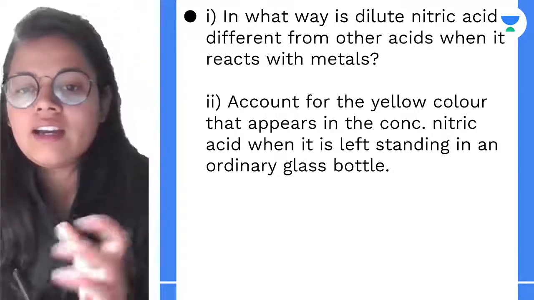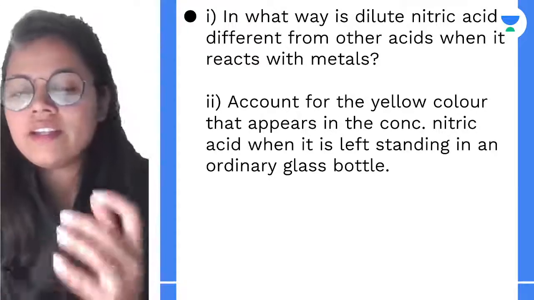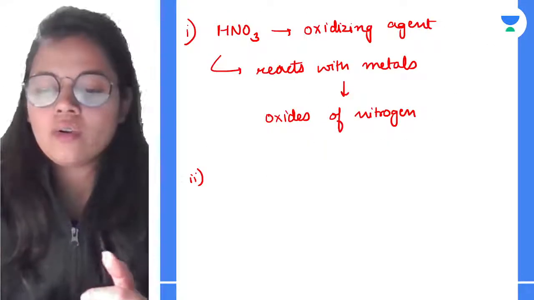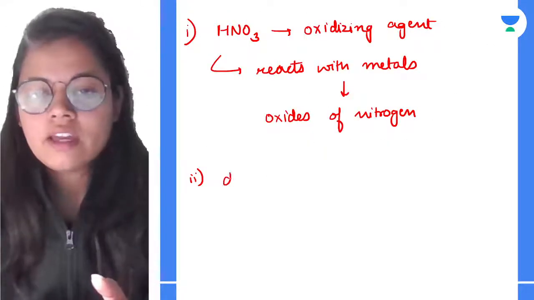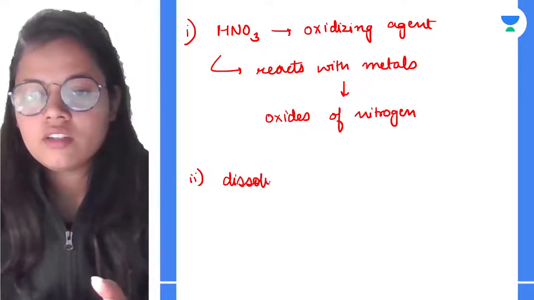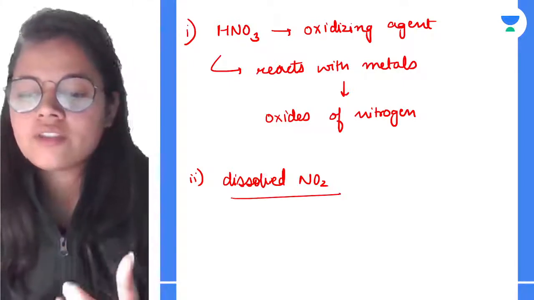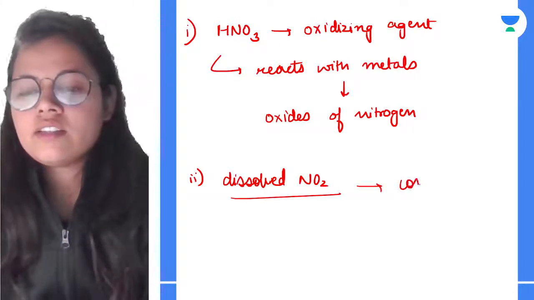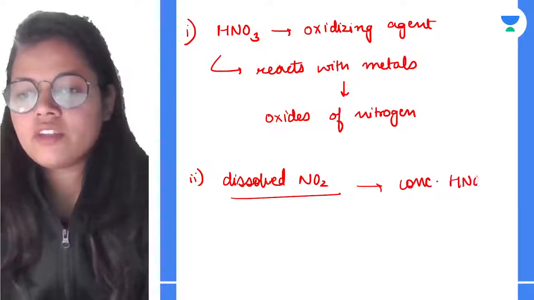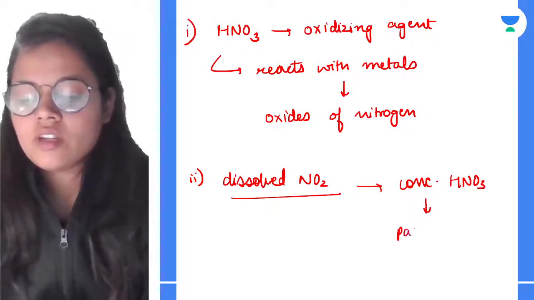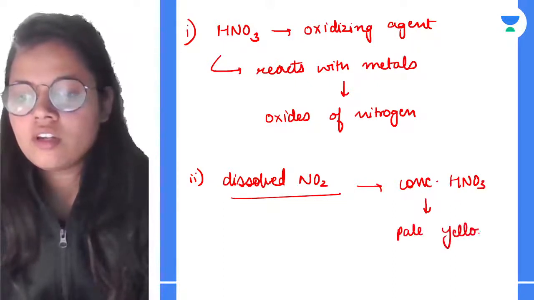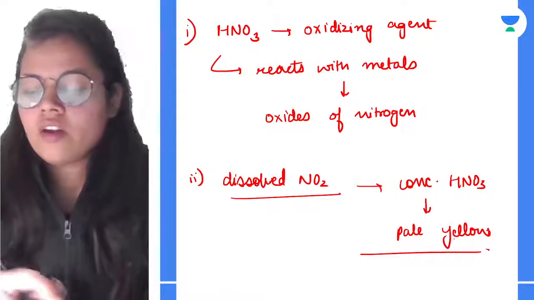Okay, I guess we should be moving on to the answer. In concentrated nitric acid, if we leave it, it has dissolved nitrogen dioxide. Because of this dissolved nitrogen dioxide, the concentrated nitric acid shows a pale yellow color.